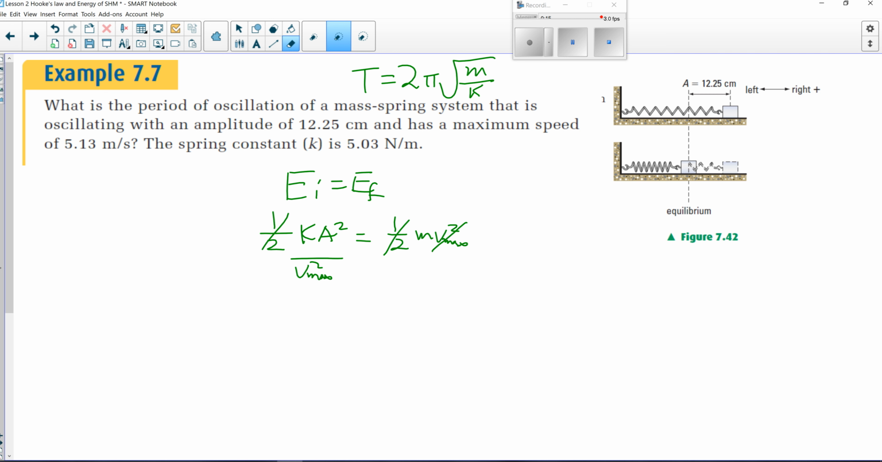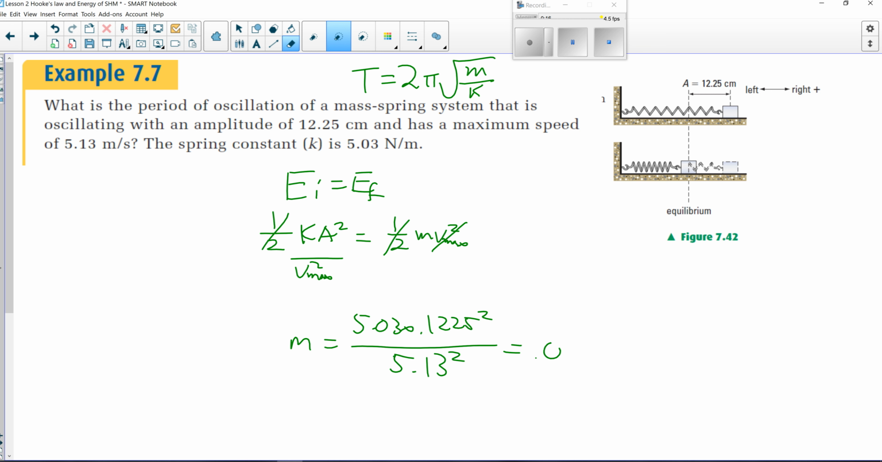Okay? So that'll solve for m. So m will be 5.03 times 0.1225, because they gave it to me in centimeters, and it needs to be in meters, and that has to be squared, and then divide that by 5.13 squared. Okay. So if I do that, I get a really tiny mass.